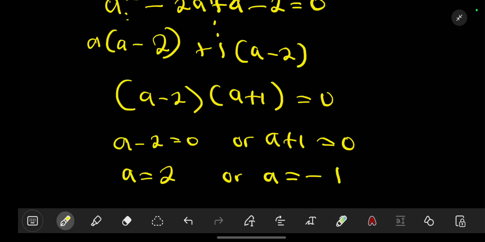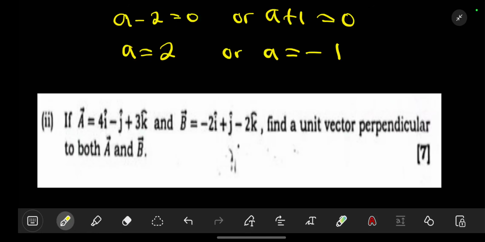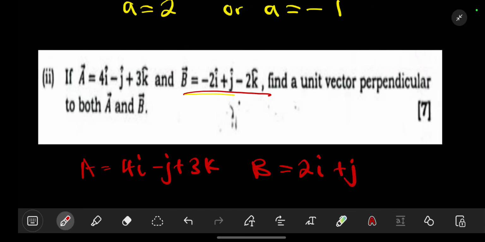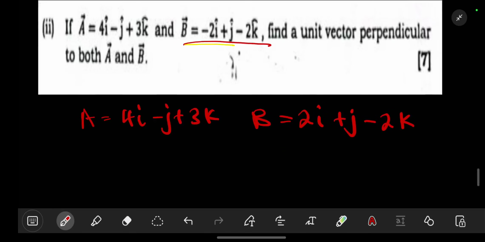And that is how we score our 6 marks. Next, if a is equal to 4i minus j plus 3k and b is equal to 2i plus j minus 2k, then we are asked to find a unit vector perpendicular to both a and b. So how do you find the unit vector perpendicular to a and b?